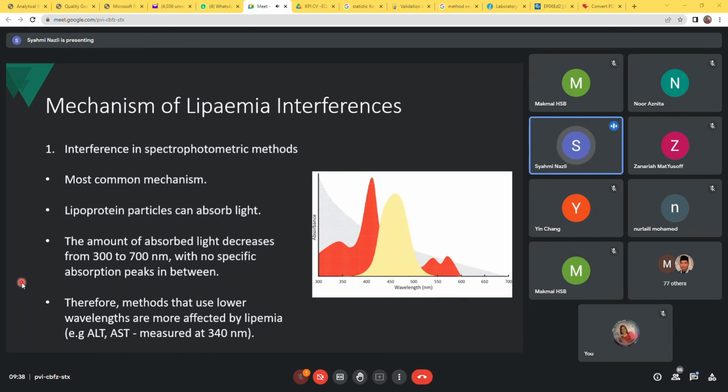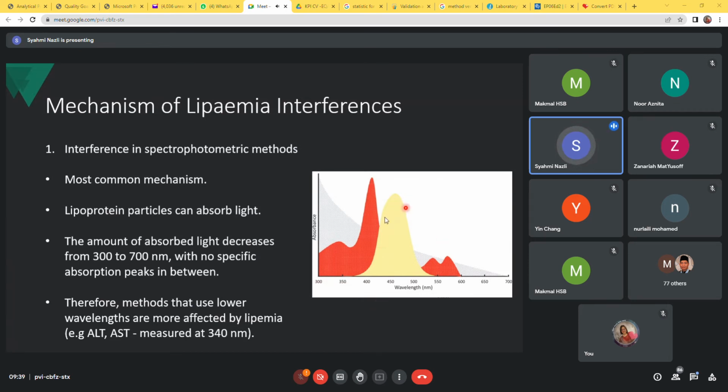So how can lipemia interfere with spectrophotometric methods? Because these lipoprotein particles can absorb light. As you can see from this figure, you just concentrate at the gray slope area here at the back. This is the interference by the lipemia. The amount of light decreases from 300 to 700 nanometer with no specific absorption peaks in between. Therefore, methods that use a lower wavelength, about 300 to 350 here, are more affected by lipemia, especially the ALT and AST, where they are measured at 340 nanometer.